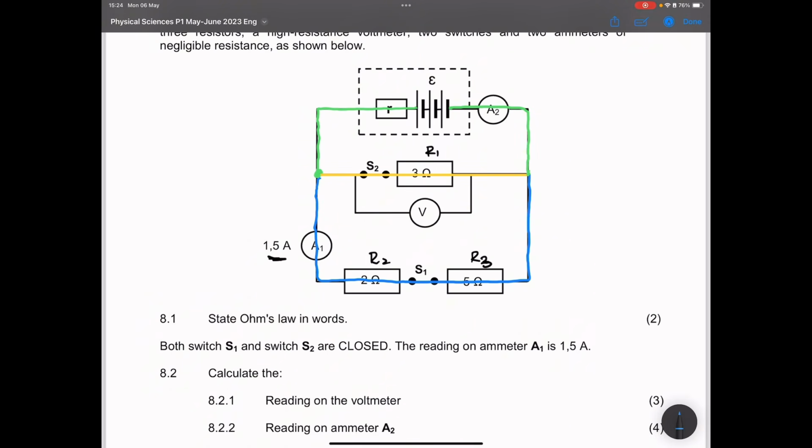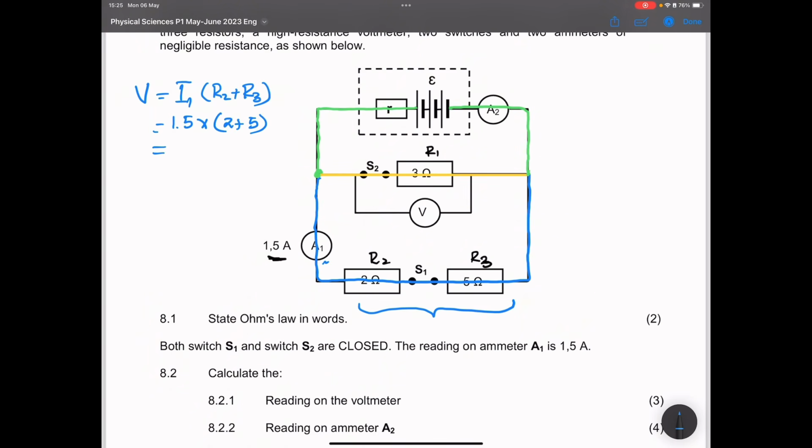I know that when I've got resistors in parallel, the voltage is the same. So I can find out the voltage across these two resistors over there. I will say the voltage across resistor R2, or the parallel voltage, V, will be equal to I1, that's the current there, multiplied by the sum of the two resistors, R2 plus R3. So that would be 1.5 multiplied by 2 plus 5, which would be 7.